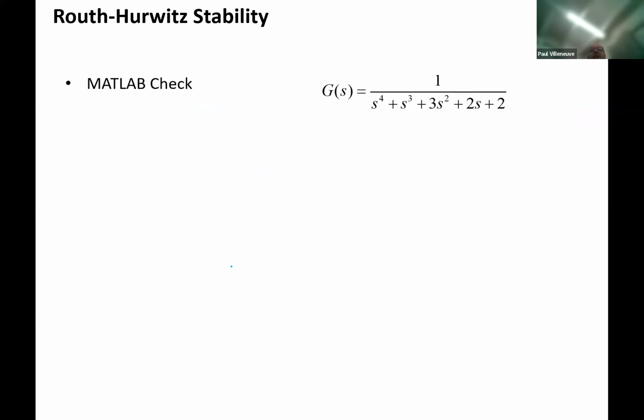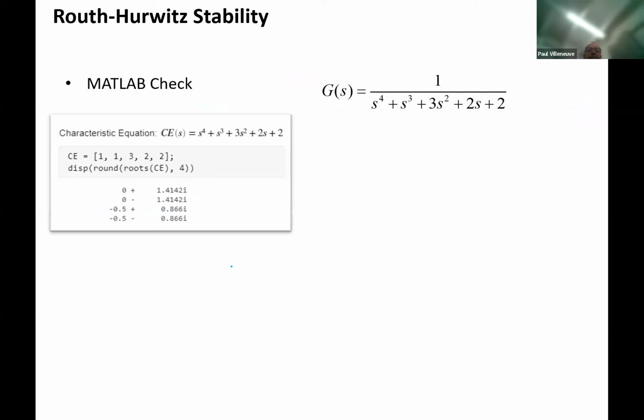Well, let's check MATLAB and see what MATLAB says. MATLAB says it's not an unstable system. Do you see any positive numbers here? You have zeros, but they're not positive numbers. So that's indicative of plus or minus j root 2.